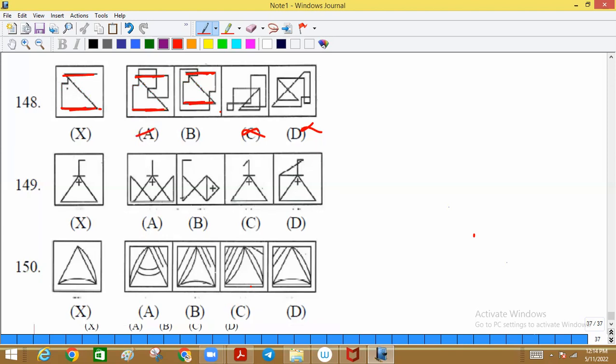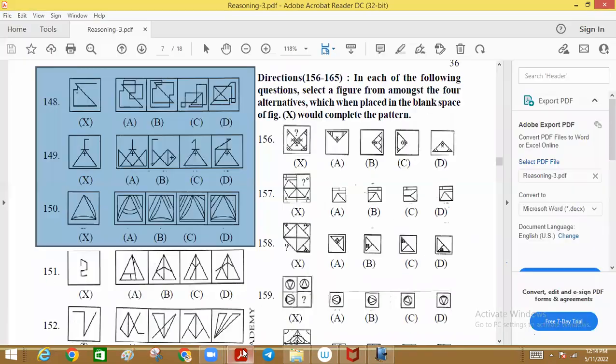149. Huh? Which one? D. Easy. Next, 150. Again, easy question. D. Good. Next one.